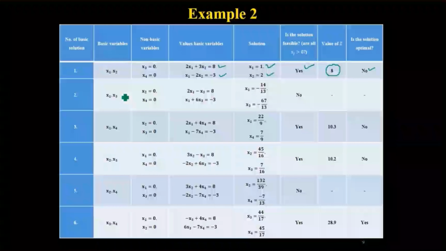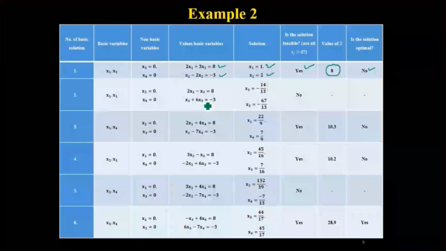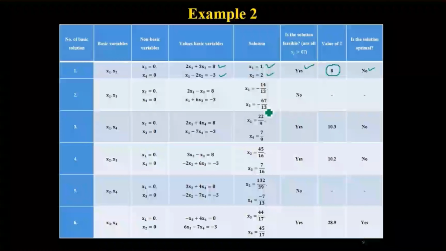Proceeding further, for the next combination we take x1 and x3 as basic variables, and x2 and x4 as non-basic variables, meaning 0. If you take x2 and x4 at 0, the x2 and x4 terms vanish from the set of equations, and the reduced set of equations will be 2x1 minus x3 equal to 8, and x1 plus 6x3 equal to minus 3. Now if I solve these two equations, x1 will become minus 14 by 13 and x3 will become minus 67 by 13.